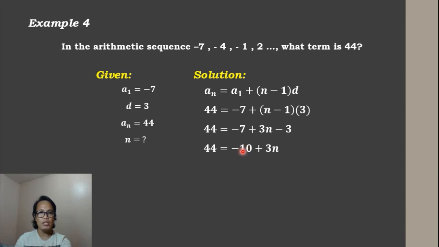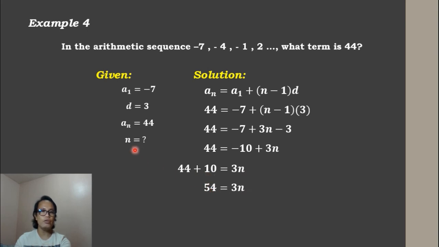Since this is now a constant, we use the addition property of equality so that this will be transferred to the left side. So we add 10 here, and of course we will also add 10 at the left side. So that becomes 44 plus 10, and this is plus 10, so negative 10 plus 10 is cancelled out, which is 0. So what remains at the right side of the equation is 3n. Then we add 44 plus 10 is 54.